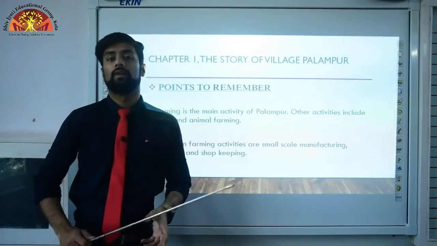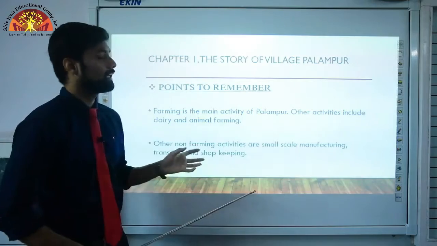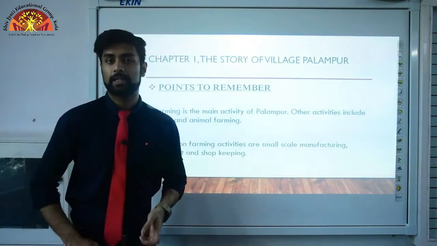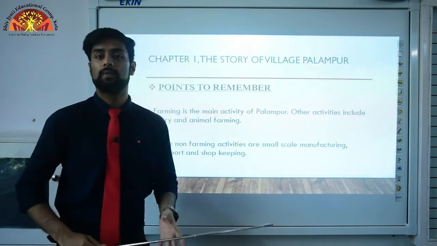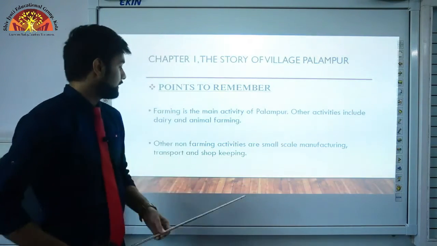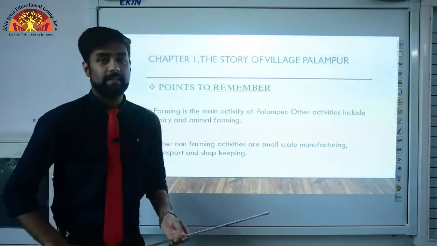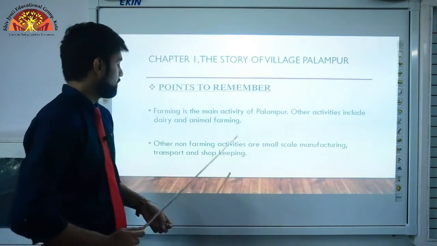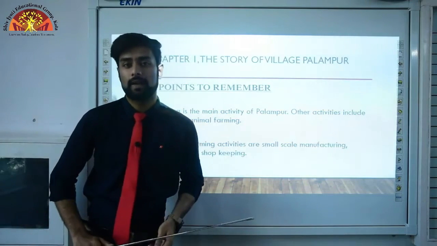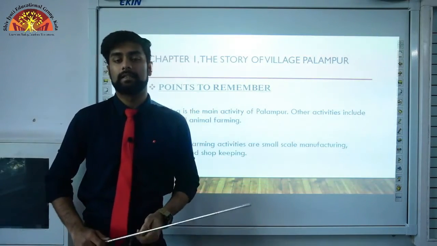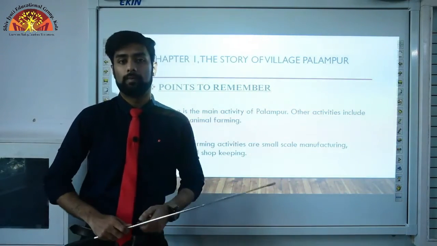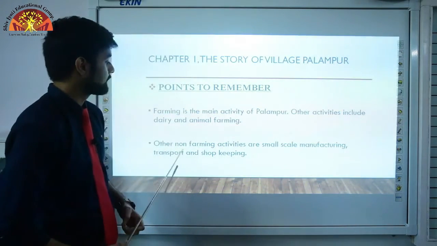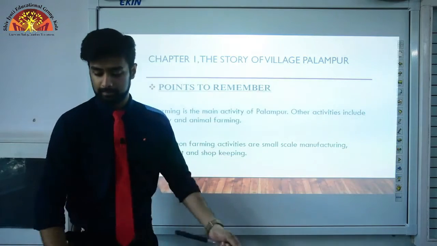They also have dairy and animal farming, means they rear animals, okay, for dairy products and other animal products which are obtained from animals such as wool, meat and skin. Then other non-farming activities, means there are some activities which are not related to farming. They are small scale manufacturing. What are small scale manufacturing? It means cottage industries, like some women, they sew at home, right? That is a small scale industry, cottage industries. Then we have transport and shopkeeping, okay.